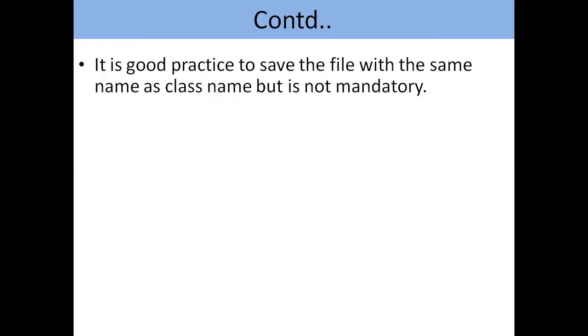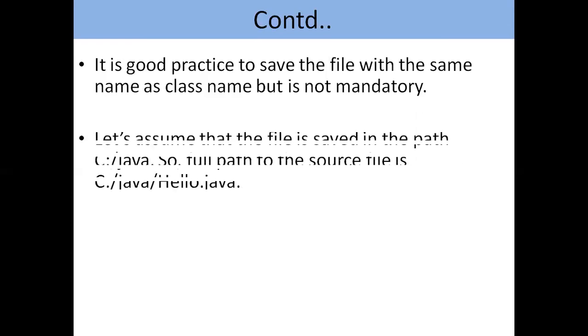So let's assume that the file is saved in the path C:\Java. So the full path of the source code should be given as C:\Java/ name of the program with .java extension. And the next step is we need to compile the source code. In order to compile it, open the command prompt, which is a black window, and navigate to the location, which is C:\Java.